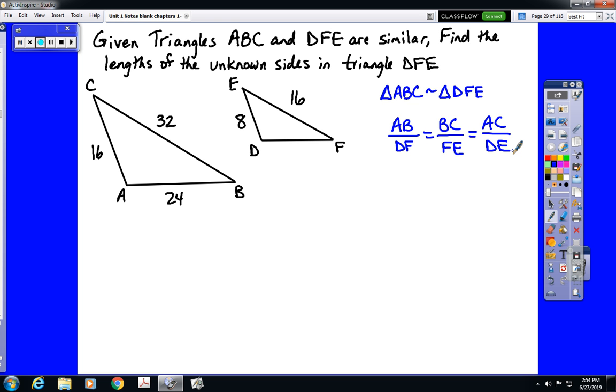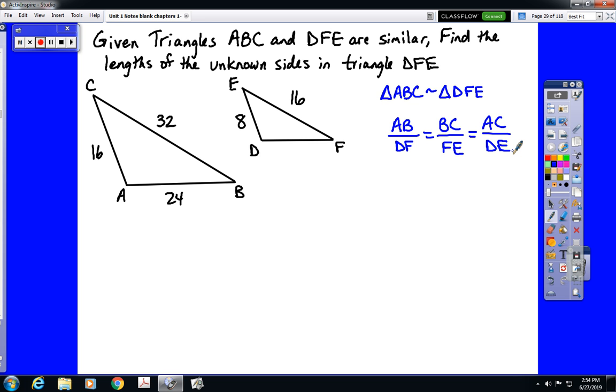I know what you're thinking. Mr. Wills, when we did proportions, we never had 3 fractions. You're right. But we can use any 2 of those. We're never going to use all 3 at once. We're going to use 2 of them at a time. So let's plug in what we know.